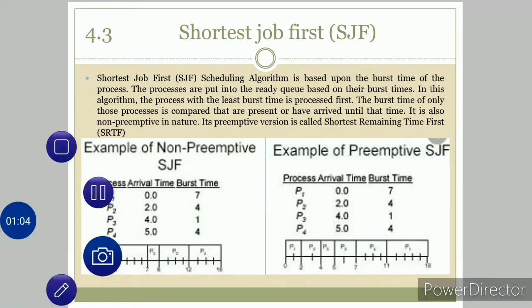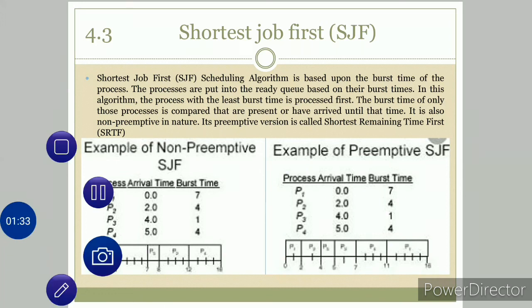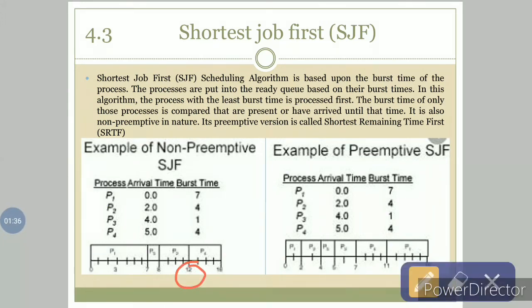Next, among the remaining 2 processes P2 and P4, we have the same burst, 4 and 4. In this case we can decide which process is to be executed first with the help of arrival time. P2 has arrival time 2.0 and P4 has arrival time 5.0. So P2 will be executed first and then P4 last. After execution of P2, the time will be 8 plus 4, that is 12 units of time. And similarly for P4 with 4 units, 12 plus 4 is 16 units of time.